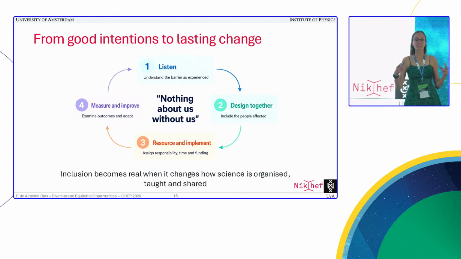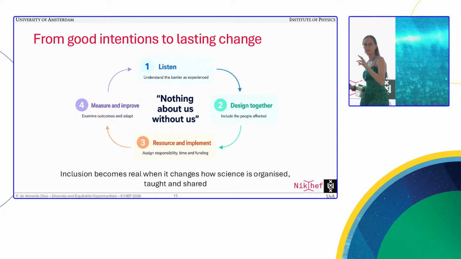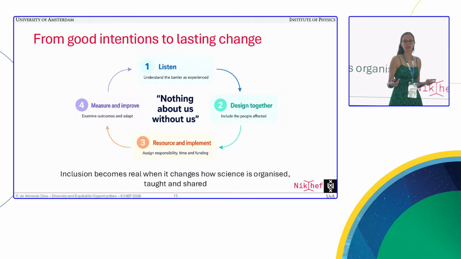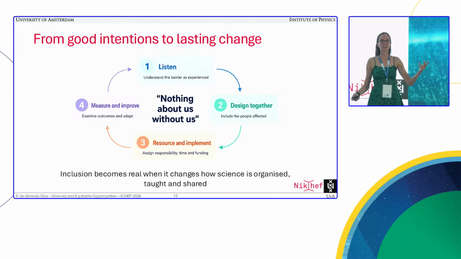And then you have to have something that is measurable and that they can improve. And then here the big thing is: nothing about us without us. You can only have real inclusion when changes are there to see how science is organized, taught, and shared.